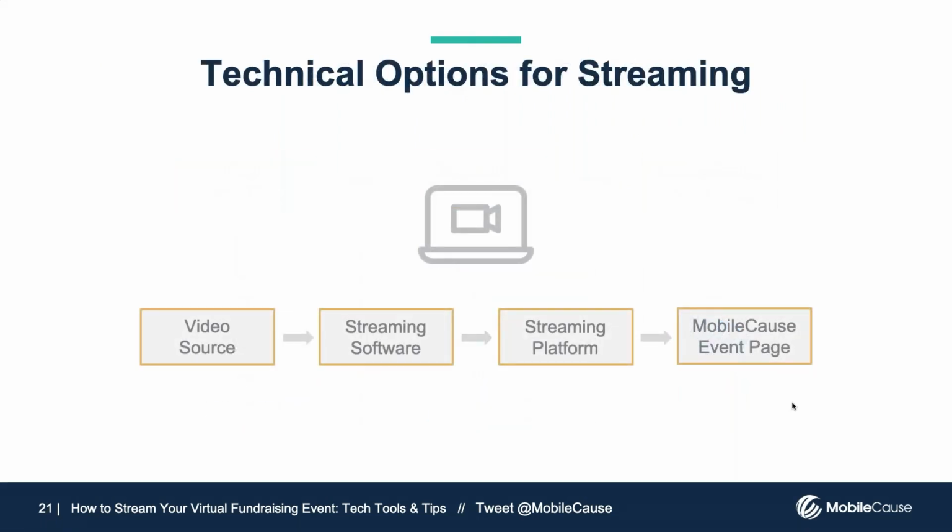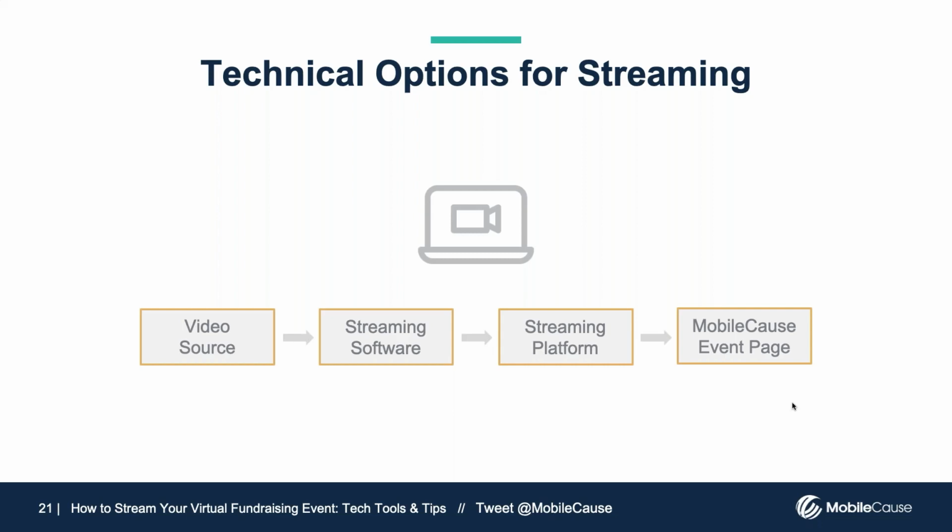All right, so when we talk about the big picture and the different pieces of the puzzle, there are really four pieces. And by the way, you don't need all of them, but I just want to highlight all of them so you have this mental picture in your head of how they connect and the different options. So the four pieces are the video sources, the streaming software, the streaming platform, and the MobileCause event page.